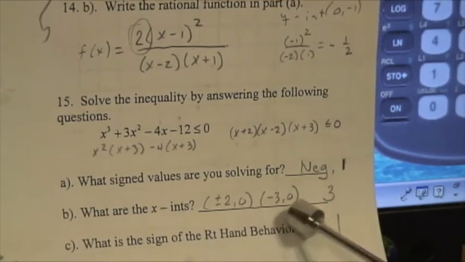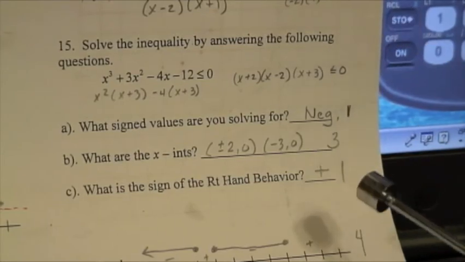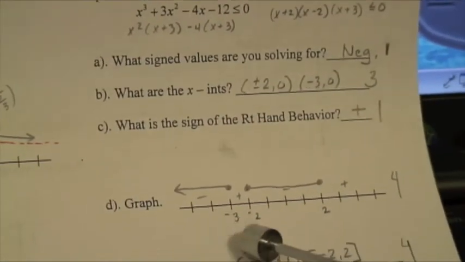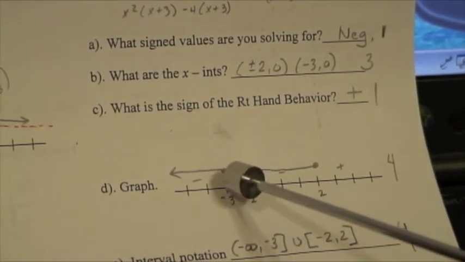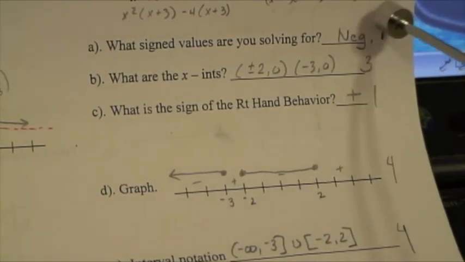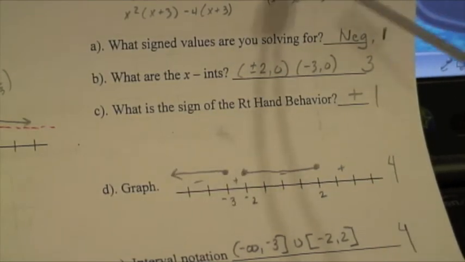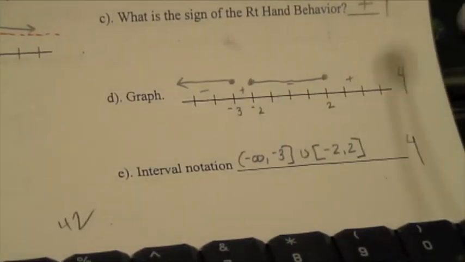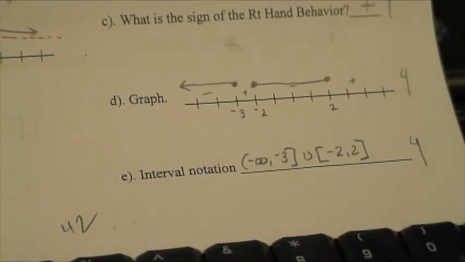What is the sign of the right-hand behavior? Again, because it's x cubed, it's going to be positive. So let's make our number line. Plot your 3 points in numerical order. Negative 3, negative 2, and 2. Alright, positive, negative, negative. Again, we wanted the negative region, so we shade the negatives. Our circles are closed because it was an equal to line. Look back above, there's my equal to line. My interval notation, negative infinity to negative 3 bracket, union bracket, negative 2 to 2 bracket.